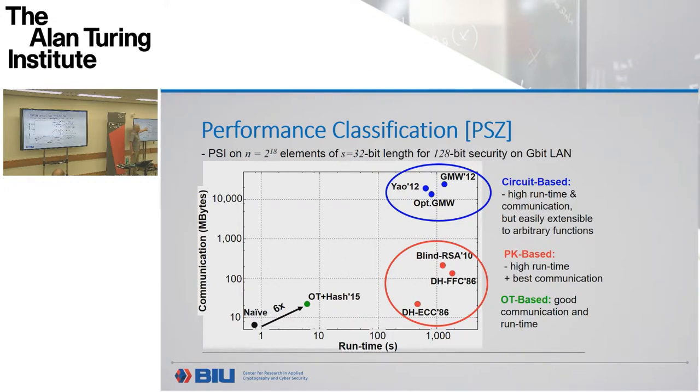These are the circuit-based approaches, which are our focus. I'll talk more about them. They have high communication and high runtime. This is the most recent oblivious transfer-based approaches. They have very good runtime and good communication, and actually, they're only 6 times slower than using this hash function in the naive solution, which is insecure. So it's pretty good. Our goal is to take these generic, circuit-based constructions and try to move them here. We'll just move them by a little bit. But this is the goal. And I'll tell you why that's important.